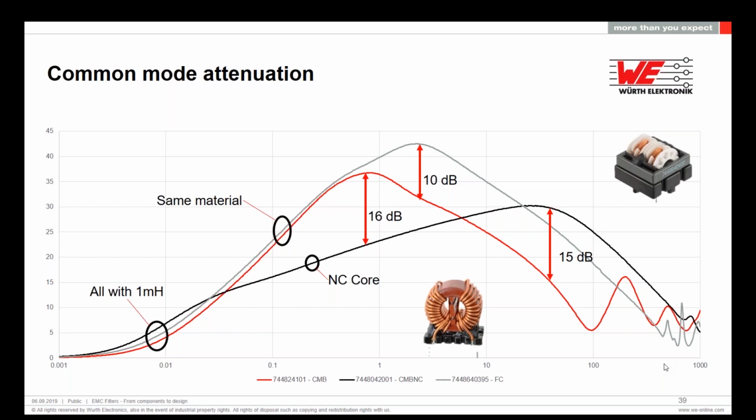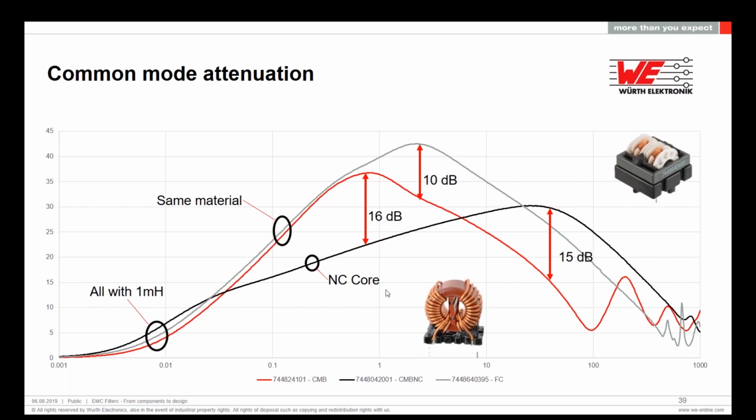So here, what I try to do is I compare 3 different chokes. 2 of them have the exact same material, but with different winding styles. And then another choke with also the same inductance value, but using another material. So the black curve is a curve with nanocrystalline core. So we can see the nanocrystalline core is showing a wider bandwidth, but lowest attenuation in some frequencies. So we get more attenuation in the highest frequencies, but less attenuation in the middle frequencies.